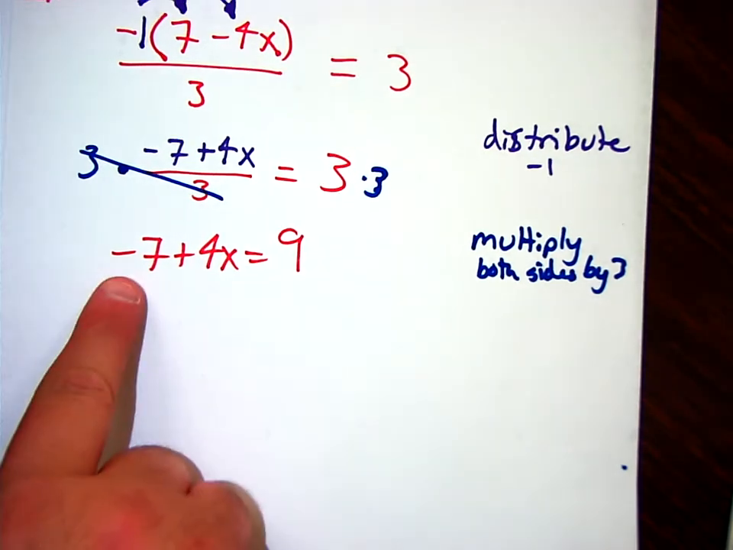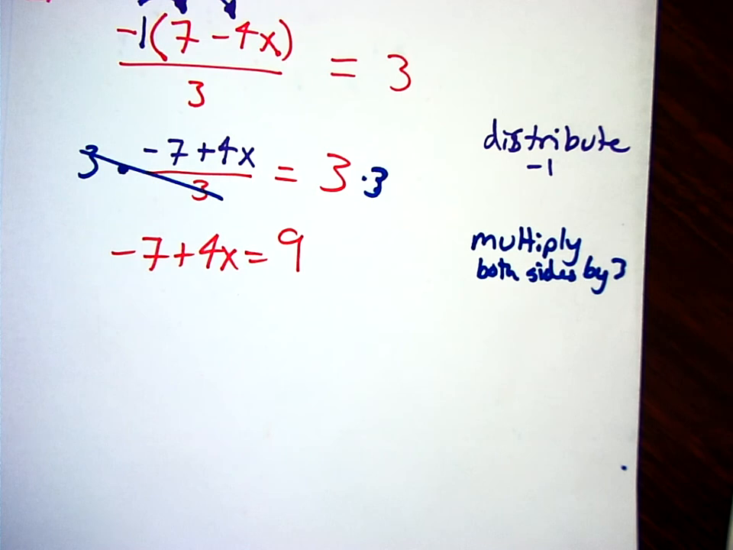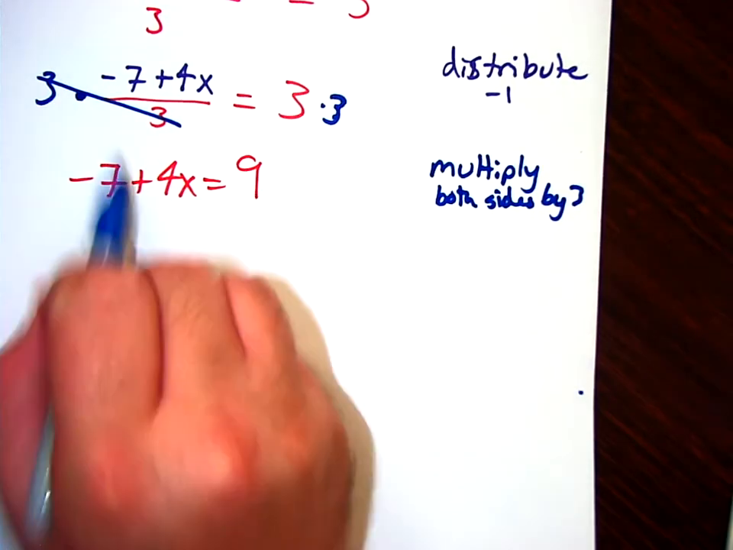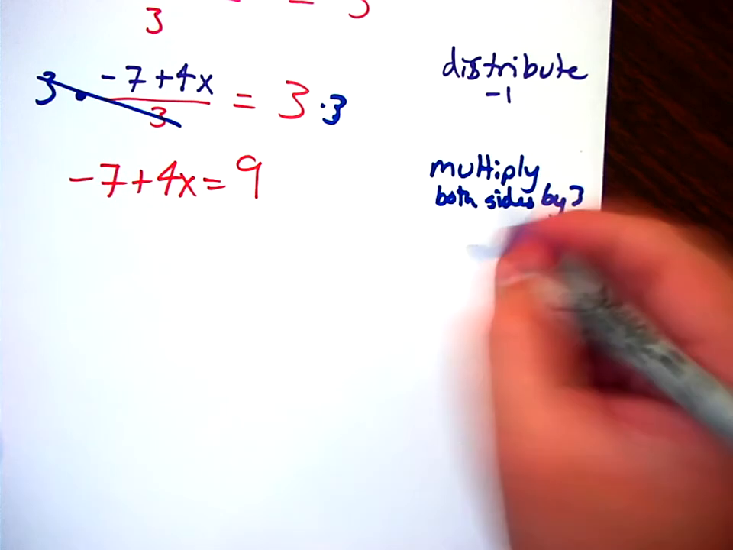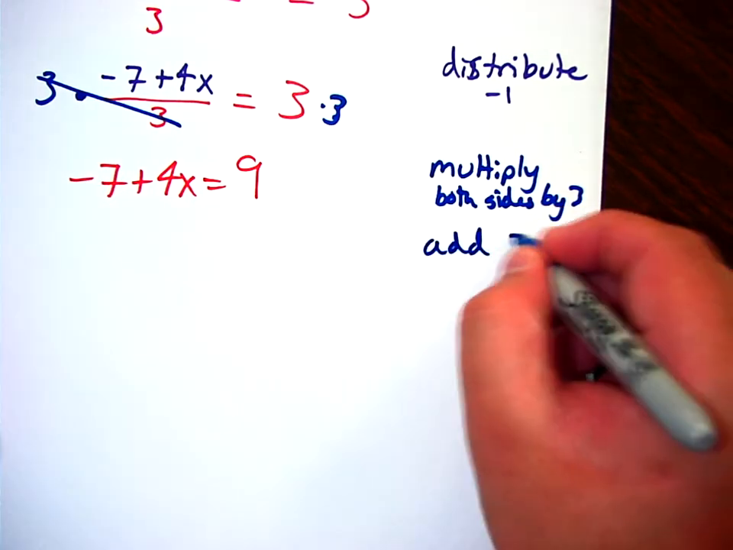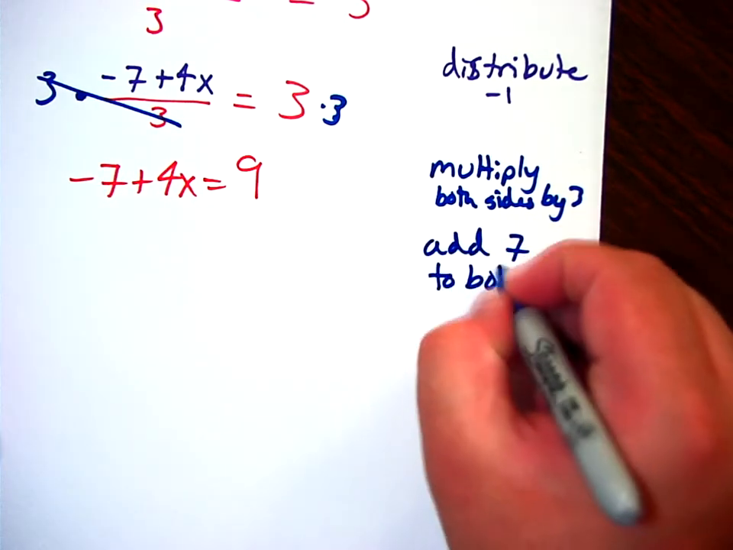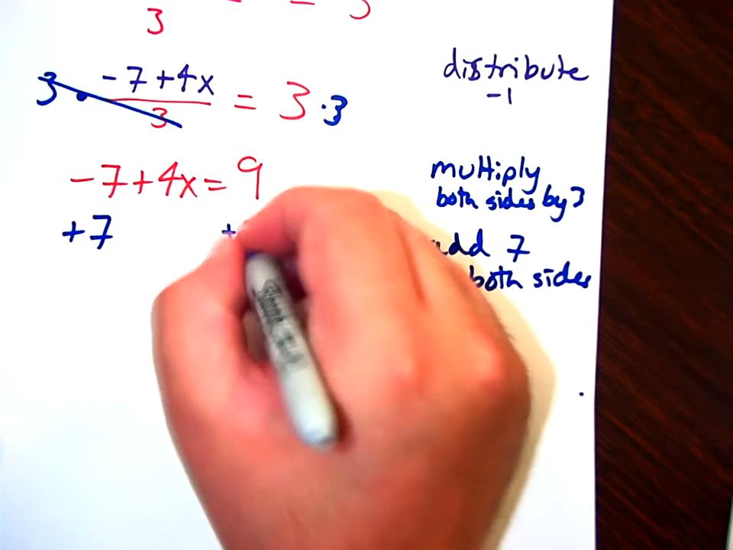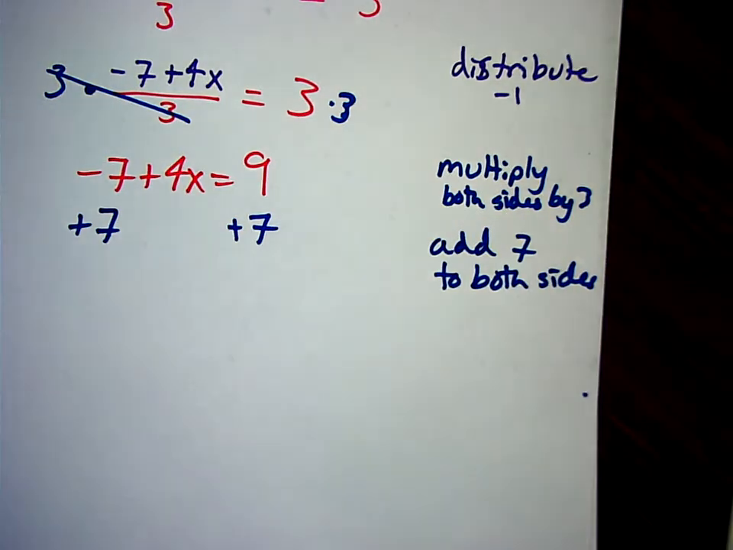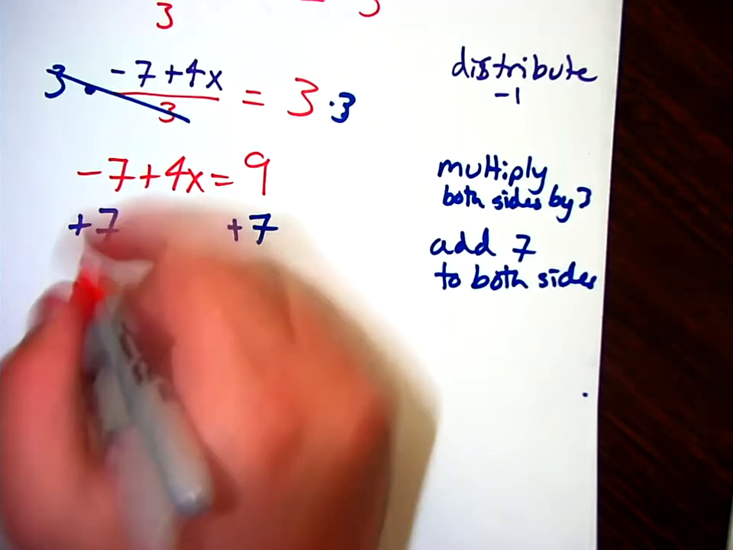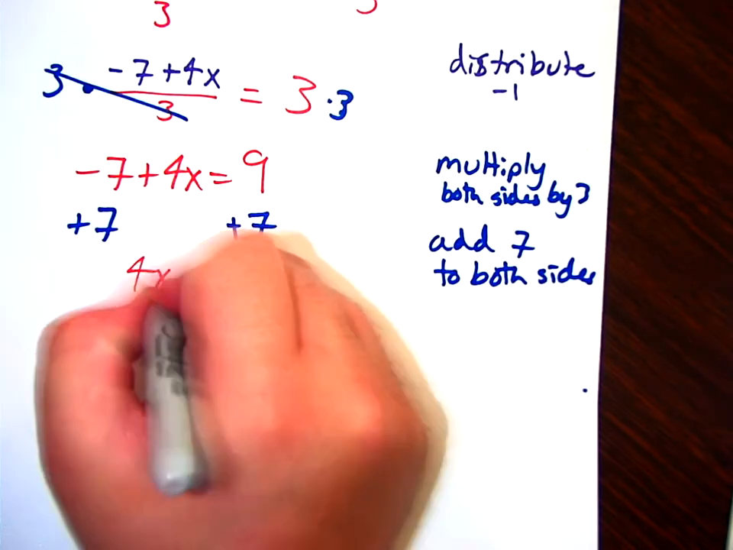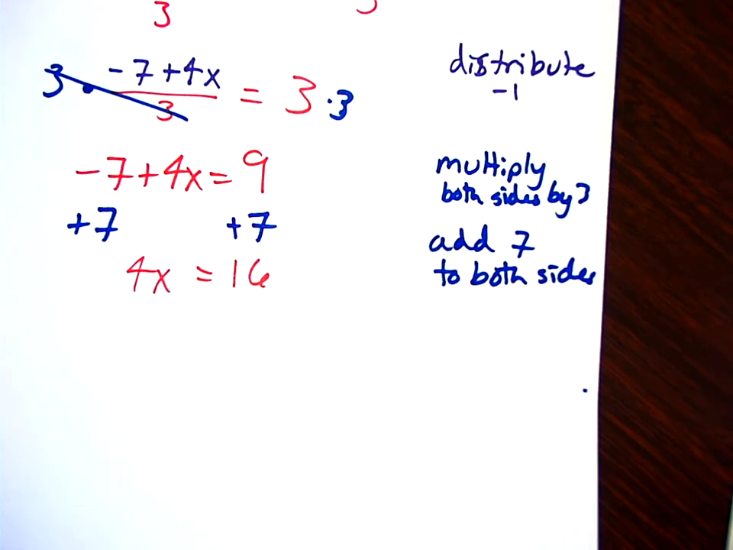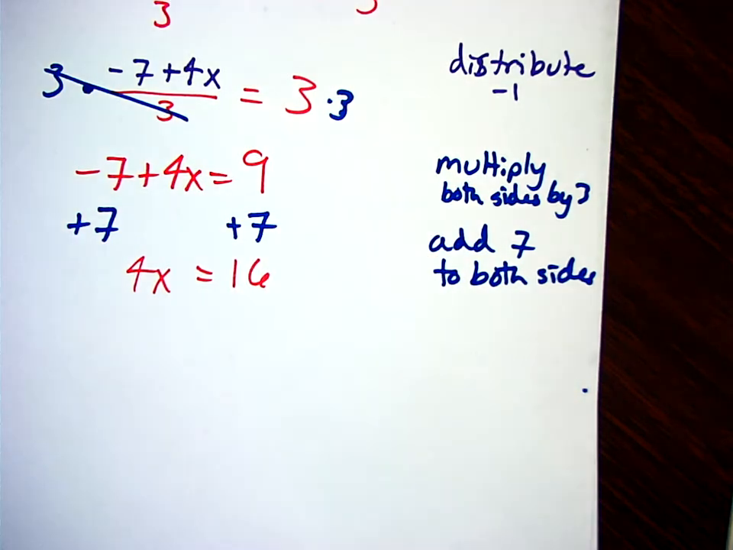Okay, now I can move this 7 to the other side. And how are we going to do that? We're going to utilize inverse operations. We're going to do the opposite of that 7, or the inverse of that 7, which is add 7 to both sides. So add 7, add 7. Okay. And that's going to make this 4x equals 9 plus 7. It's going to be 16. Alrighty.